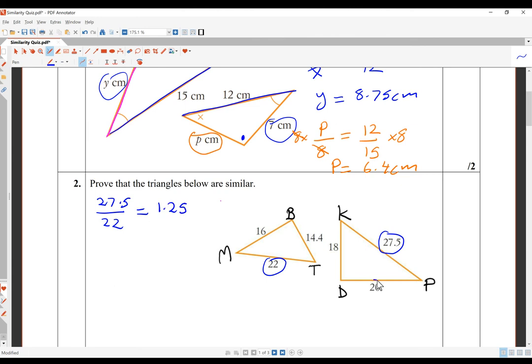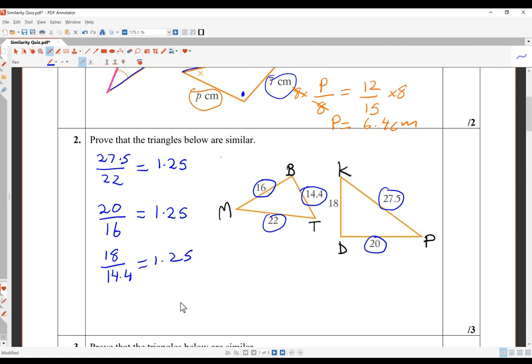And then the second longest side in the bigger triangle divided by the second longest side in the smaller triangle. So 20 over 16, also 1.25. Right, and last of all we divide the shortest side in the bigger triangle by the shortest side in the smaller triangle. Okay, so we've got 3 pairs of sides in the same ratio. So the triangles are similar.